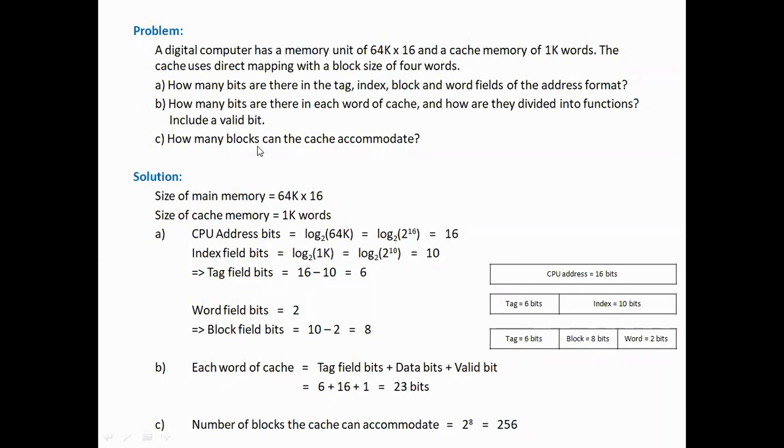Part C. How many blocks can the cache accommodate? How many blocks will there be in the cache? Since 8 bits are there for the block, for addressing the blocks, we have 8 bits. So the number of blocks will be 2 raised to the power 8, which is 256. If it would have been given that there are 256 blocks, how many bits of address are required? Then we would have said 8. Now here it is the reverse: we have an 8-bit address. How many blocks will it address? It will address 2 raised to the power 8, which is 256 blocks.